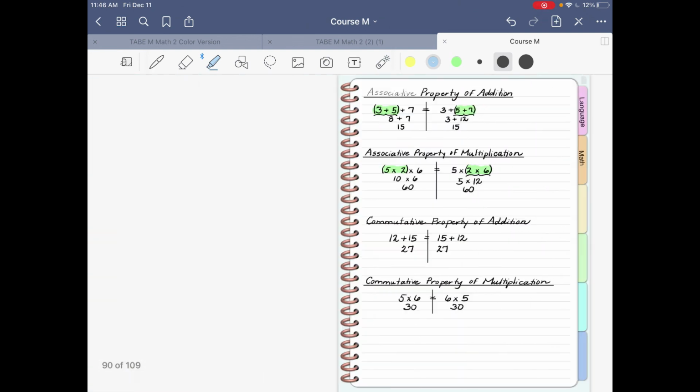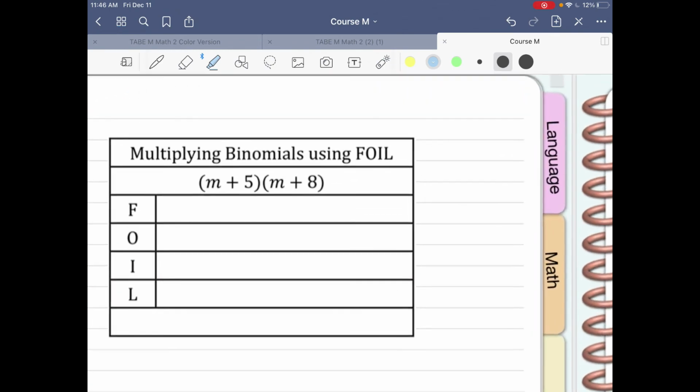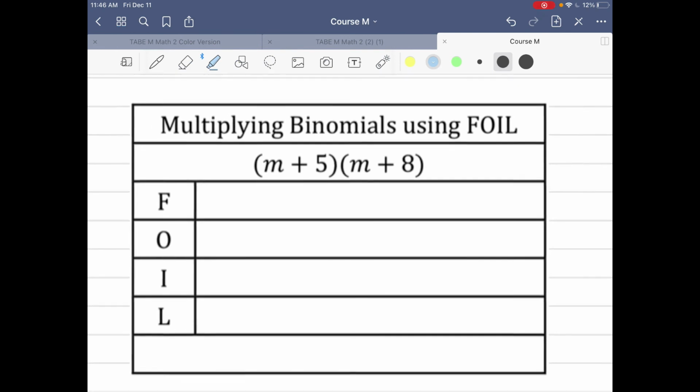The next piece I want you to find is this one. Multiplying binomials using FOIL. And when you get ready, I want you to go ahead and stick this piece down wherever you want it to go. You just glue it down. And I'm going to do an example with you right here.